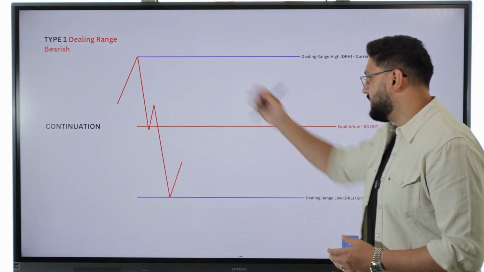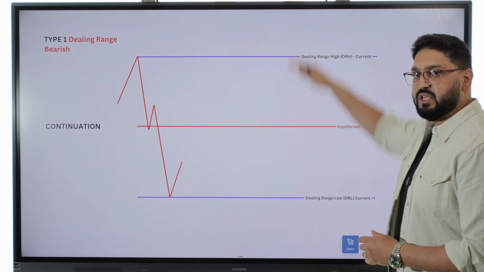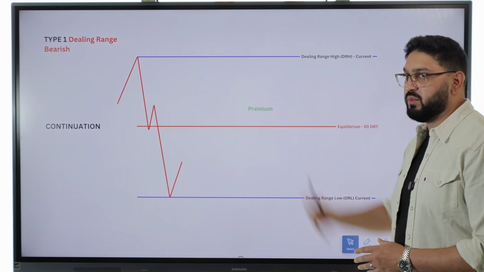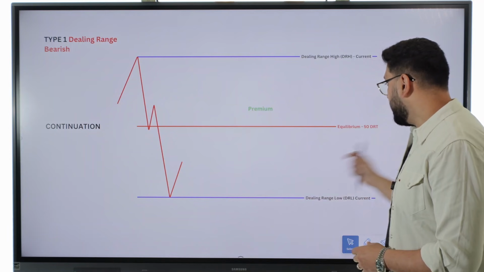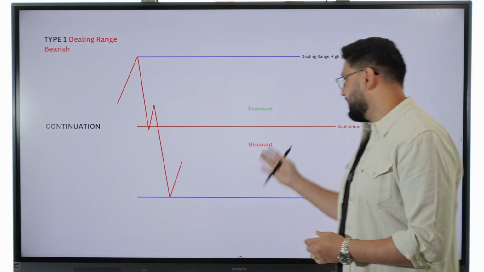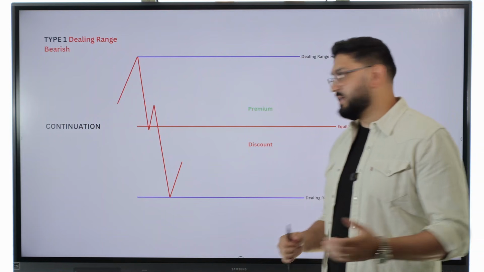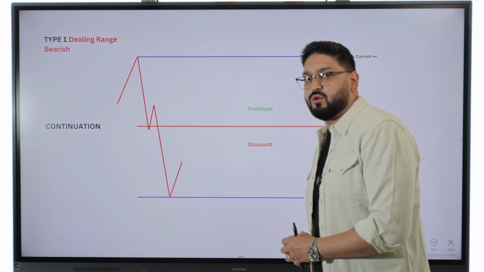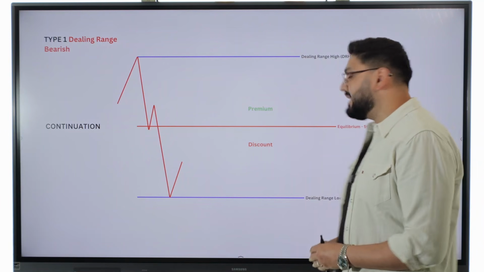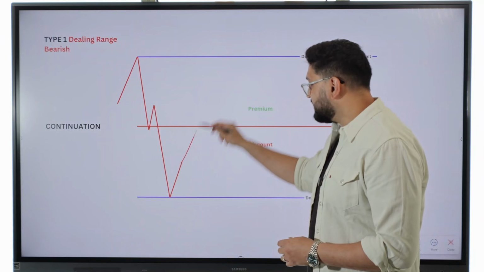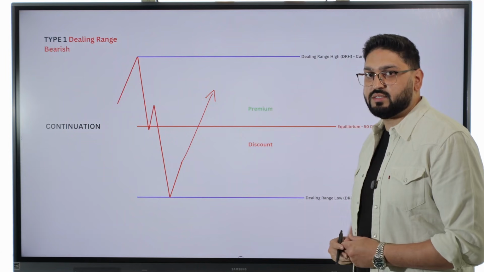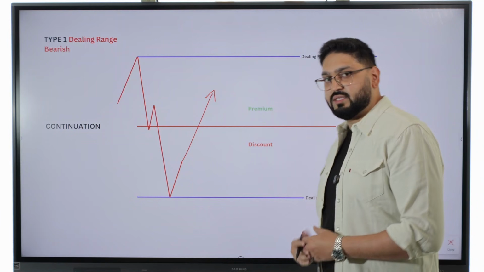Now, inside of this dealing range, anything above the equilibrium or 50 DRT level, we can consider as a premium market. And anything below that equilibrium or 50 DRT level, we can consider as a discount market. For ideal entries, when we are looking to go short and to use a type 1 dealing range as a framework, we ideally want to see the market reprice up to a premium, since we always want to short premium prices and we always want to buy discount prices.